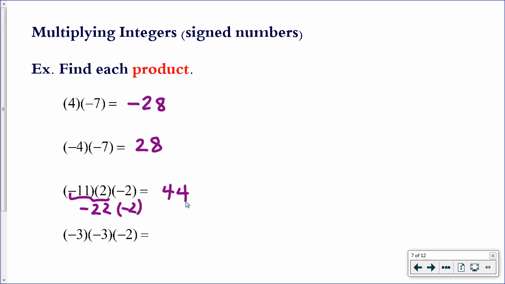In the last example here, if you look across and you see there's an odd number of negatives, because there are 3 negatives going on, the final result is going to end up being negative as well. The step-by-step approach to that is to say negative 3 times negative 3 is positive 9, and positive 9 times a negative 2 is going to end up being negative again, so negative 18.